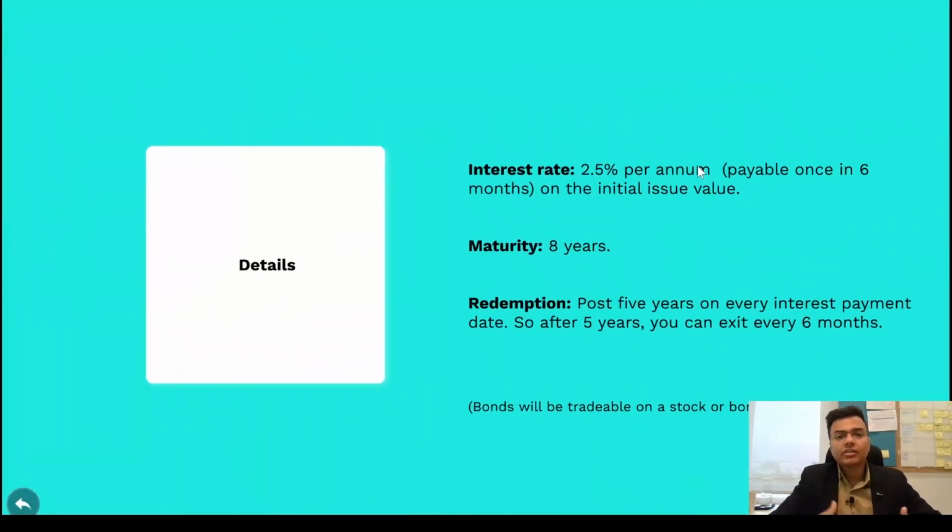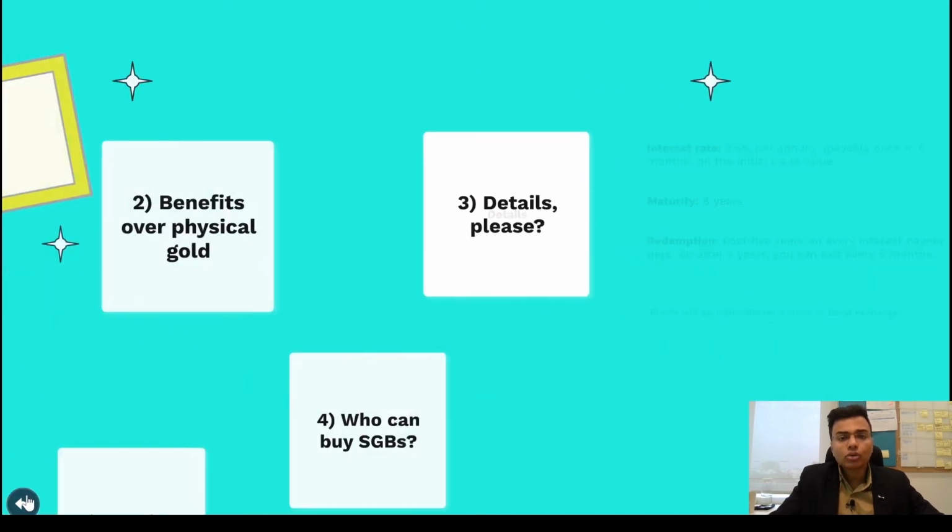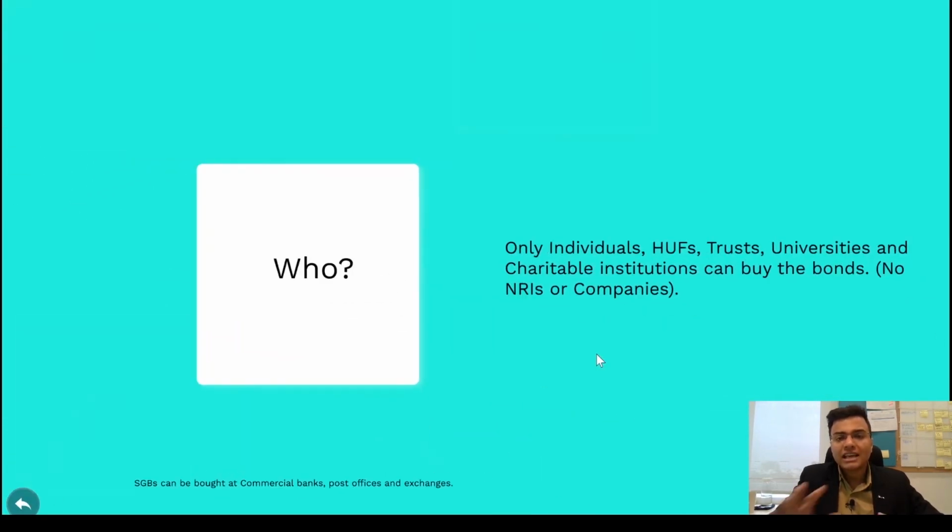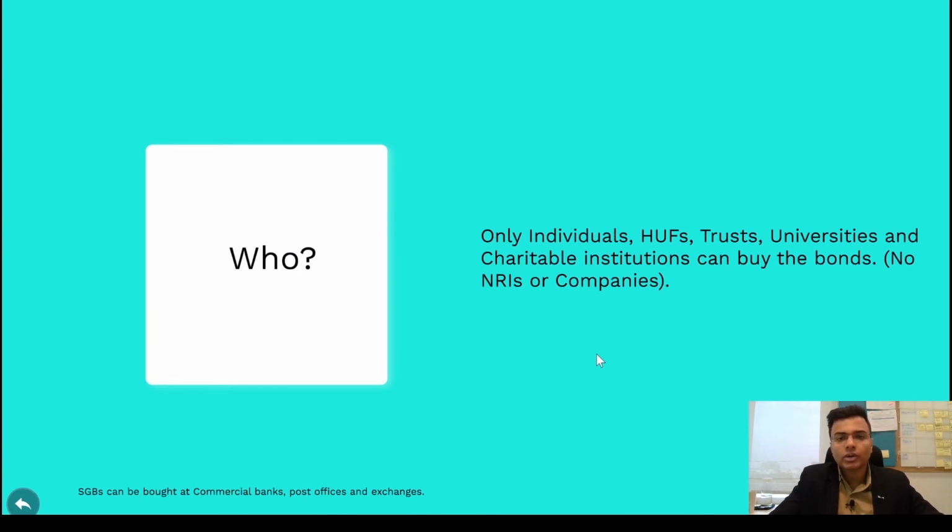As I said, the interest payable is 2.5%, and you receive it twice a year, semi-annually, and the maturity is 8 years. There is a lock-in period of 5 years, although it's tradable on exchanges, but you can't redeem it before 5 years. After 5 years you can redeem it after every 6 months, whenever you get the interest payment. Now coming to who can buy sovereign gold bonds, except NRIs and companies, anyone can buy.